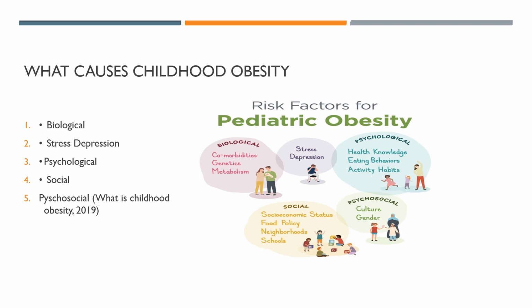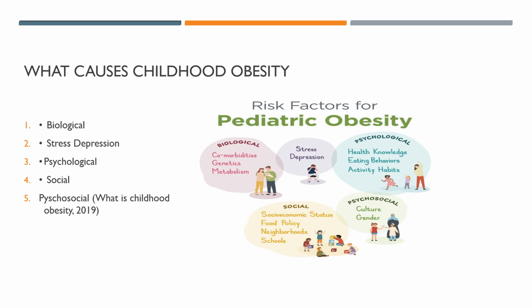Psychological. Eating behaviors, activities, health knowledge, and physiological factors all affect it. Kids nowadays don't know about healthy eating. We don't sit around the tables like we used to and have healthy meals. It's fast and go. Kids are not as active as they used to be. Phones and video games have caused that.